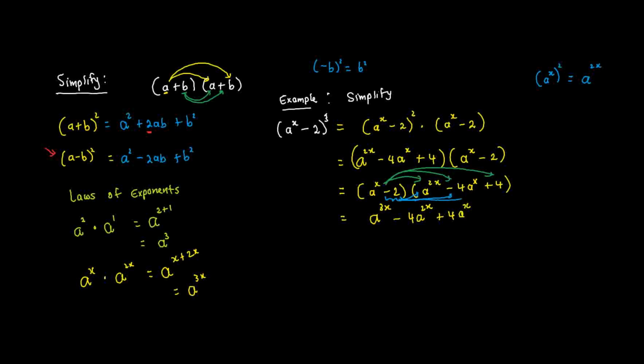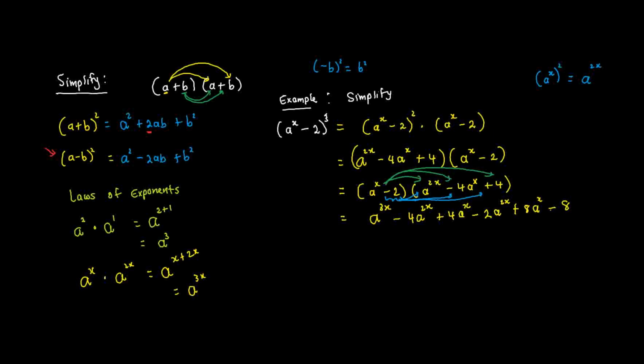So just to save some time, I'm going to be a bit quick on this one. Right, so I have negative 2 times a raised to the power of 2x, which is negative 2a raised to the power of 2x. Negative 2 times negative 4a raised to the power of x is going to be plus, the negative times the negative is positive, 8a raised to the power of x. And lastly, negative 2 times 4, that's going to be negative 8.